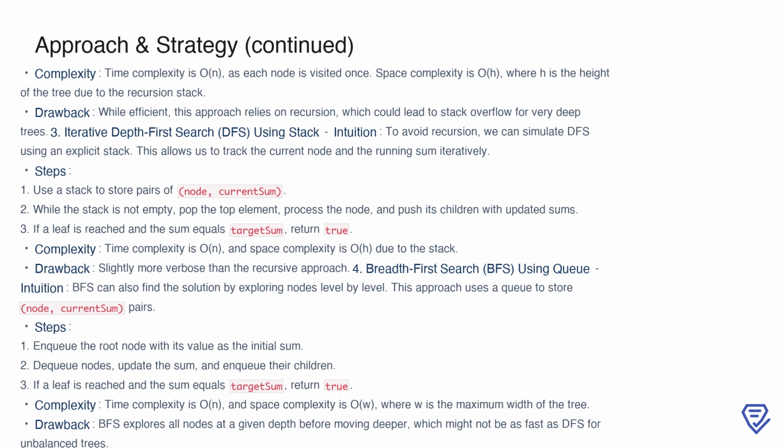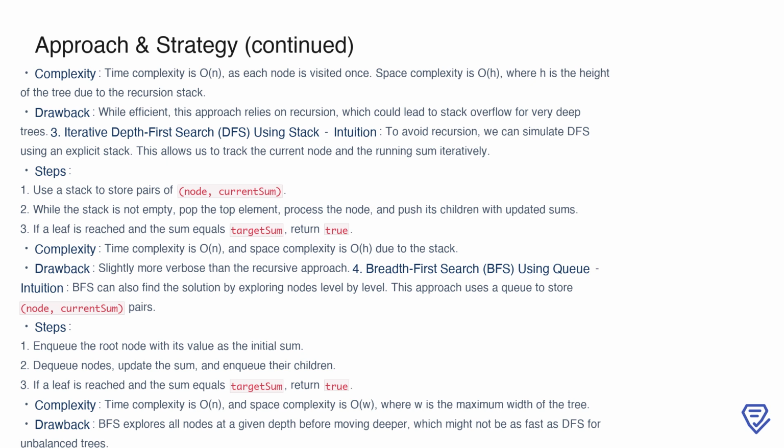Then, we process each node by popping it from the stack, updating the sum, and pushing its children back with their respective sums. If we encounter a leaf node where the current sum equals the target sum, we return true. Like recursive DFS, the time complexity remains O(n), and the space complexity is O(H), but this method avoids the risks associated with recursion. Another alternative is breadth-first search, or BFS, which processes nodes level by level using a queue.